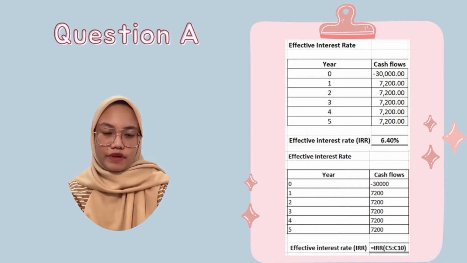And to calculate the effective interest rate, use the formula IRR, open bracket, select the cash flow from year 0 until year 5, close bracket, and then you get 6.40%.